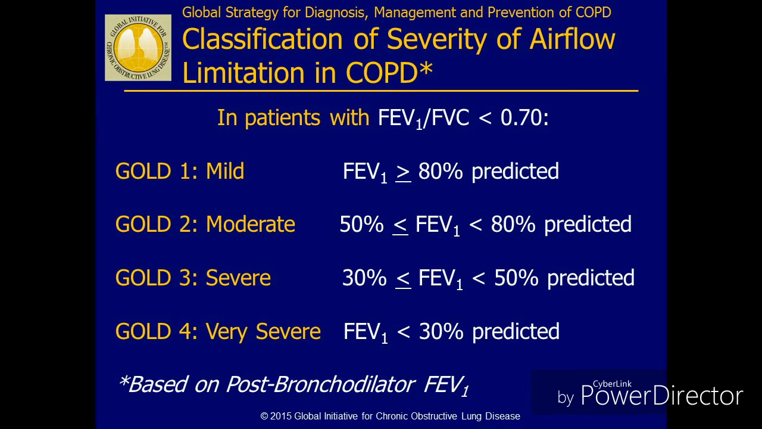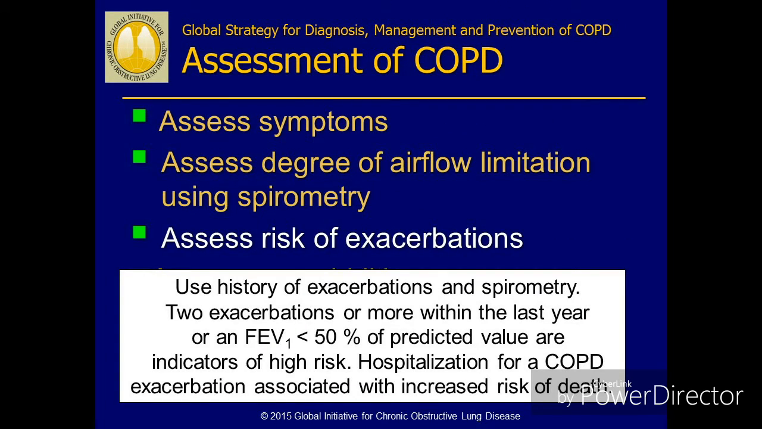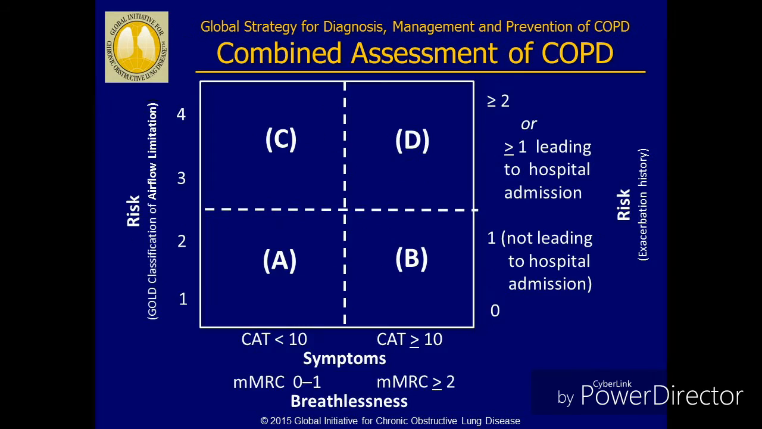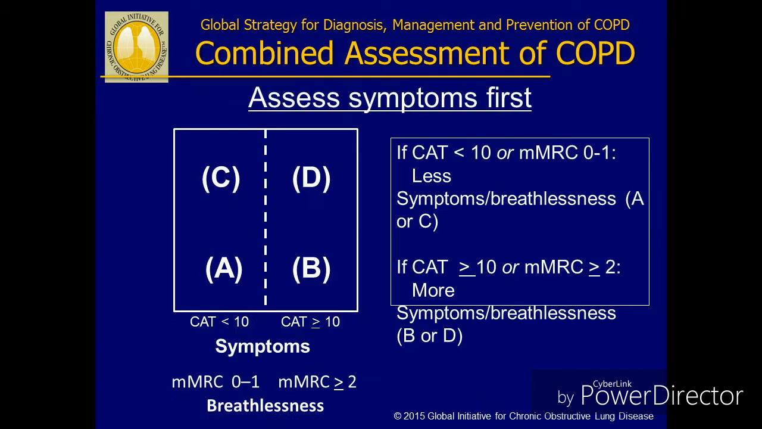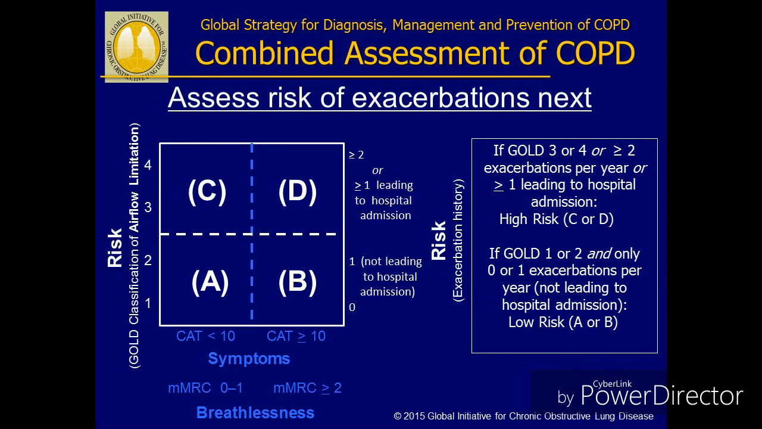Then we go on assessing the symptoms of the patient. If the COPD assessment test is less than 10 or more than 10, you can categorize patient into either A and C or B and D. To further categorize them into these 4 groups, you can include symptoms of breathlessness as per the modified MRC criteria. Further, you add the risk of exacerbation, how many exacerbations the patient had in the previous year. He can be further classified into these 4 groups.